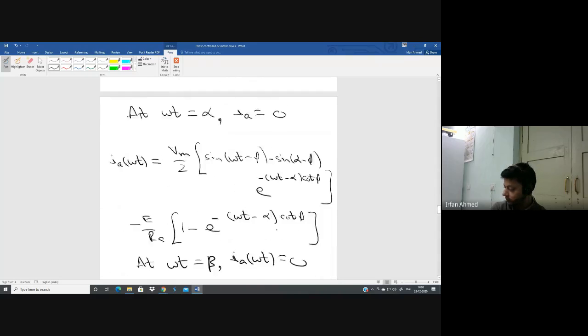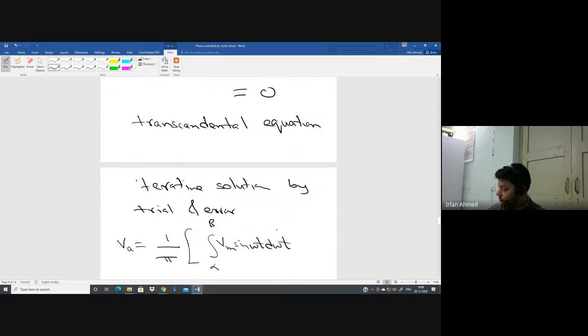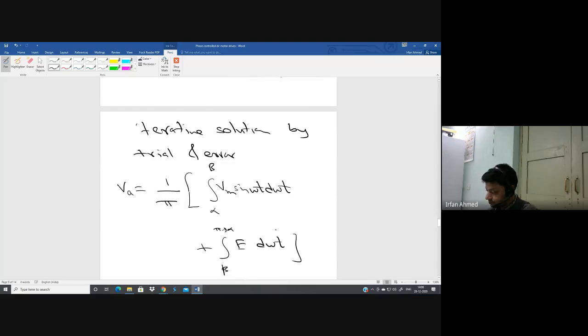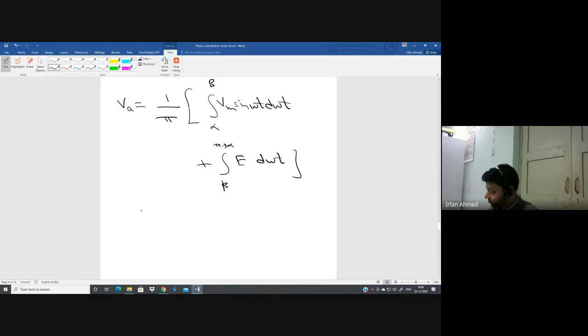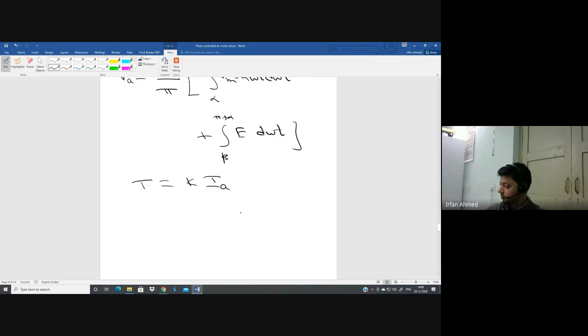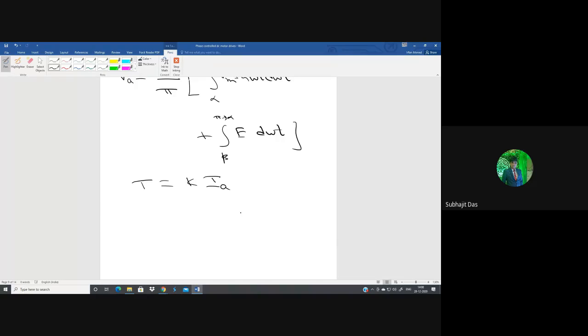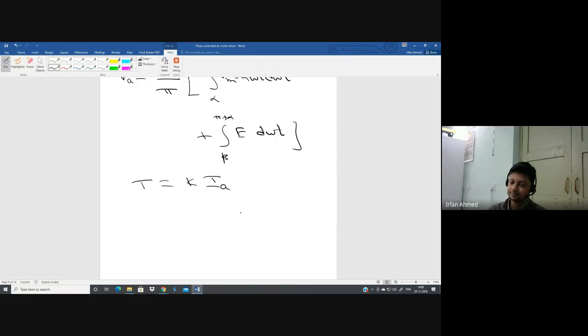So the expression for average torque will still be K multiplied by IA. It will not be K multiplied by small ia, it will be K multiplied by capital IA. And what is capital IA? It is the average armature current.